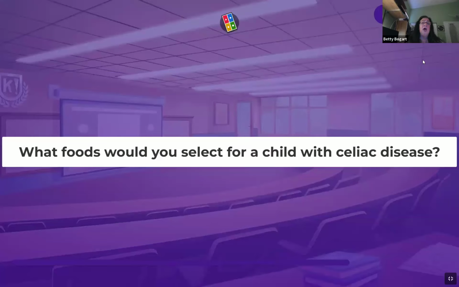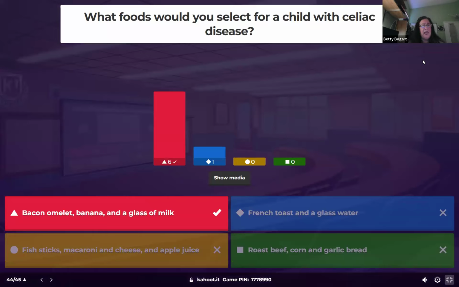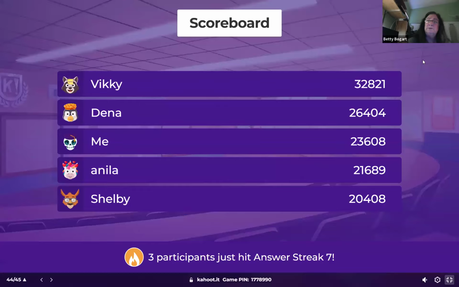What foods would you select for a child with celiac disease? Celiac disease, no wheat, rye, barley, oats. Which of those don't have all that? That's your answer. And that's the bacon. You have eggs, you can have dairy, you can have fruit, vegetables, but fish sticks, macaroni has pasta in it, and that is some sort of flour. Toast, again, garlic bread. These are all things they cannot eat unless it's rice flours.